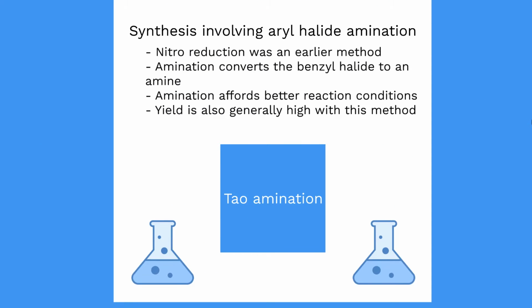Next we have synthesis involving aryl halide amination. Nitro reduction was used early in the years of synthesizing benzocaine and amination came later. It involves the conversion of a halide on the aromatic ring to an amine. Amination has better reaction conditions, its reagents are easier to work with, and the yield is also generally high.